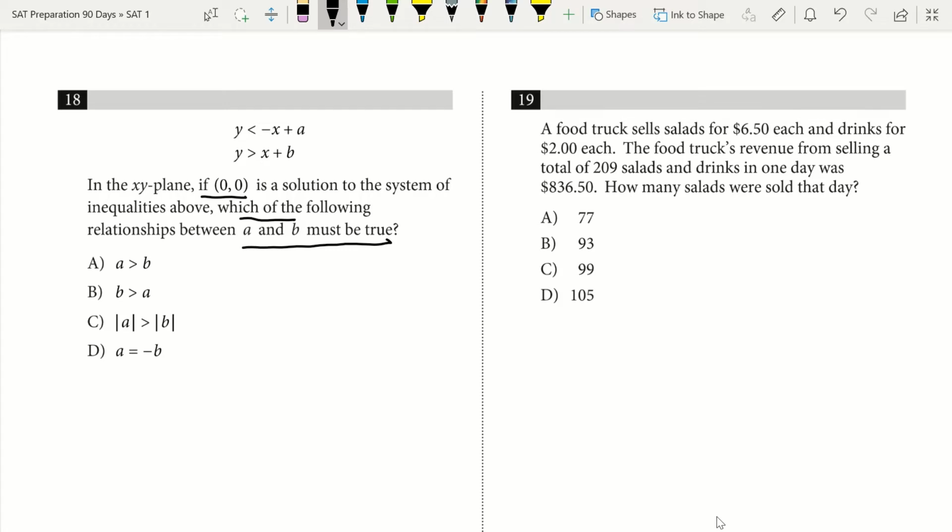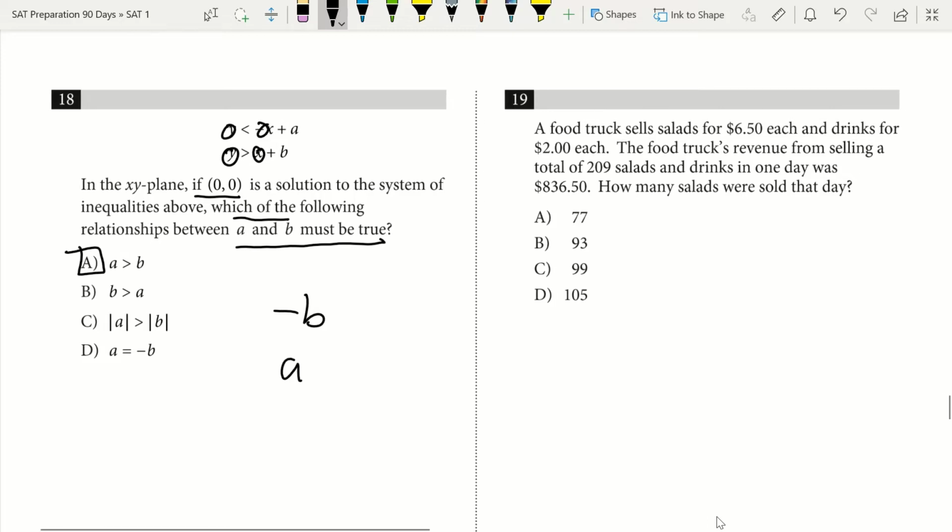Well, we're going to plug in 0 and 0 here. Okay, so if 0 has to be greater than positive B, then we know that B is going to have to be negative. Okay, so B has to be negative. We see that we plug in 0 and 0 up here. We know then that A is going to have to be positive. So A is going to be positive, B has to be negative. Okay, if A is positive and B is negative, then A has to be greater than B. So our answer for 18 is going to be A.